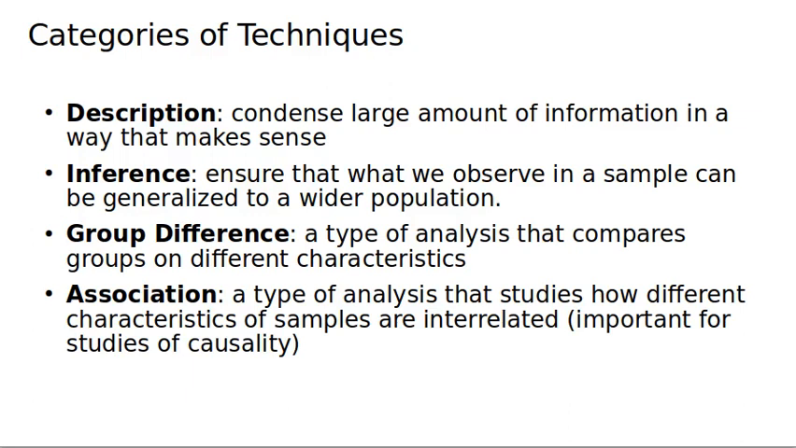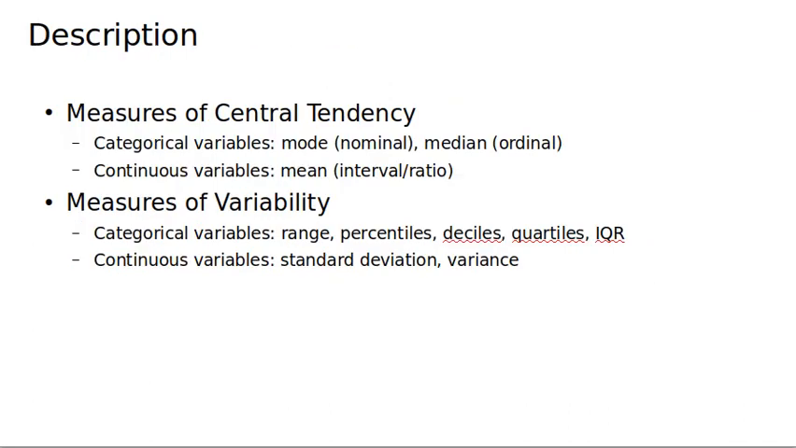We learned techniques that allowed us to compare groups. So we looked at situations where we have two groups, difference of means test, for instance, or multiple groups, to identify differences between them and see if those differences could be generalized to the population. And then we studied techniques of association, looking at how maybe two characteristics in a sample might be related, which is important when we're trying to demonstrate causality, when we're looking for evidence of a causal relationship. So let's start with description.